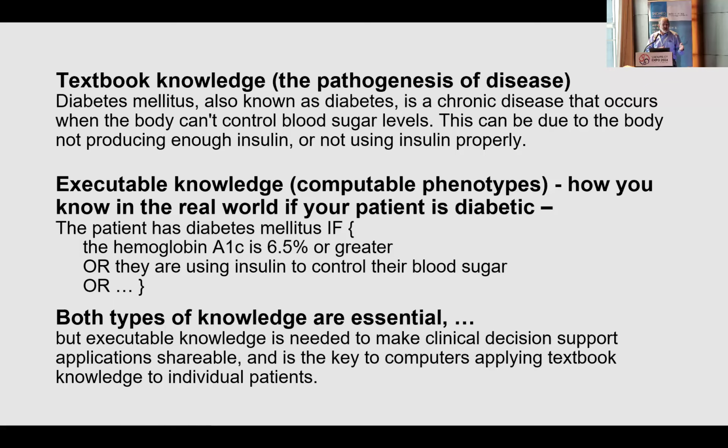The way I know that they have diabetes is I do measurements on the patient that say what their serum glucose was, or what their hemoglobin A1C is, or the fact that it takes insulin for them to be in the normal range for their glucose. And so that becomes executable knowledge that I can use to take care of the patients. I can use that knowledge to know whether this patient that I'm taking care of has diabetes.